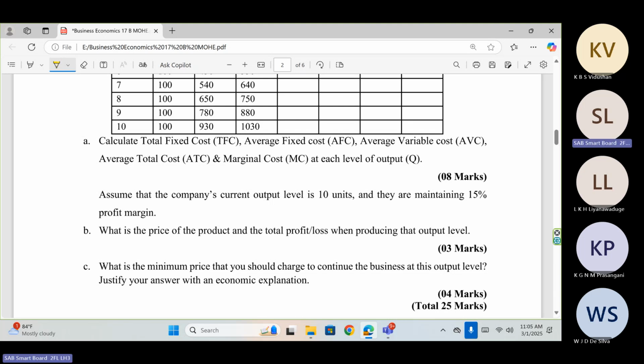Assume that company current output level is 10 units and they are maintaining 15% profit margin. What is the price of the product of total profit loss when producing that output? Here. Output level is 10 units. Here the price is.